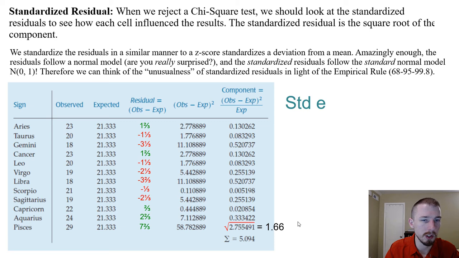We standardize residuals in a similar manner to the z-score, standardizing by the standard deviation from a mean. Amazingly enough, the residuals follow a normal model. Of course, are you really that surprised? And the standardized residuals follow a standard normal model with a mean of 0 and a standard deviation of 1. Therefore, we can think of the unusualness of the standardized residuals in light of the empirical rule. In other words, to think of them as if they were z-scores, because they are z-scores.